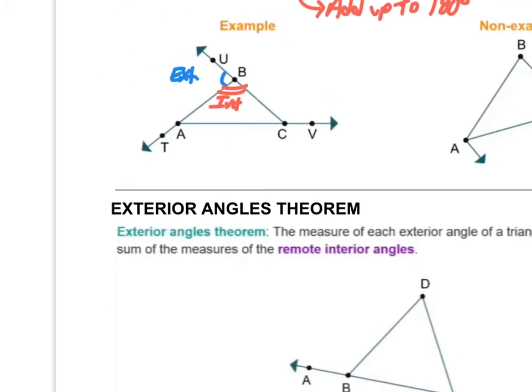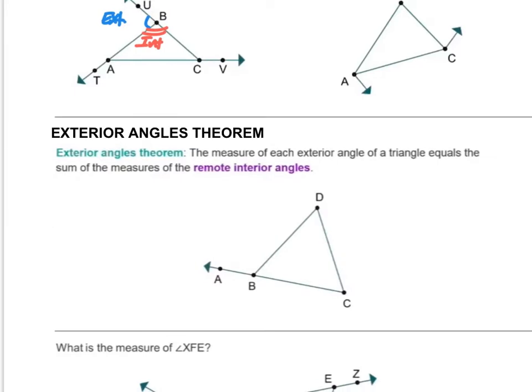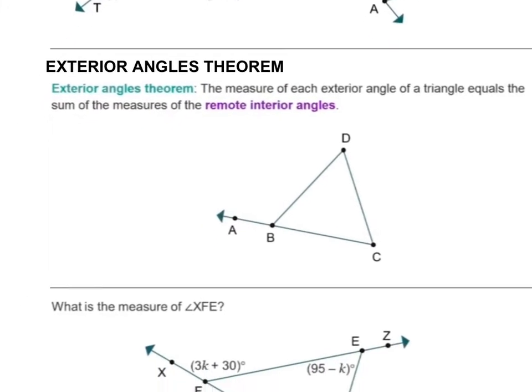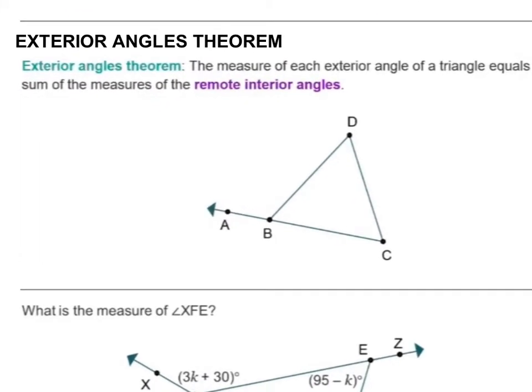Now, there's a theorem associated with this. The exterior angles theorem says that the measure of each exterior angle of a triangle equals the sum of the measures of the remote interior angles. So let's show how that works.